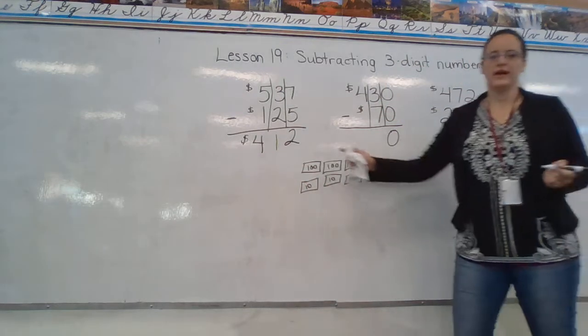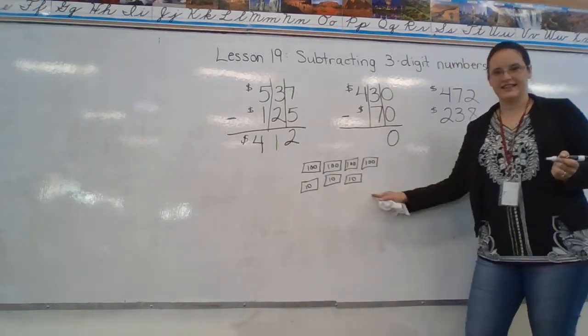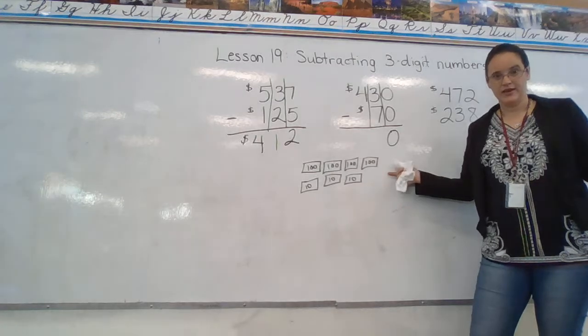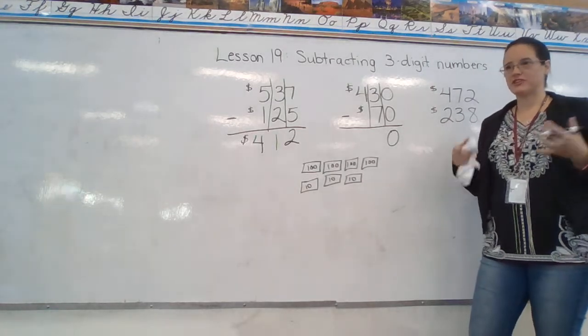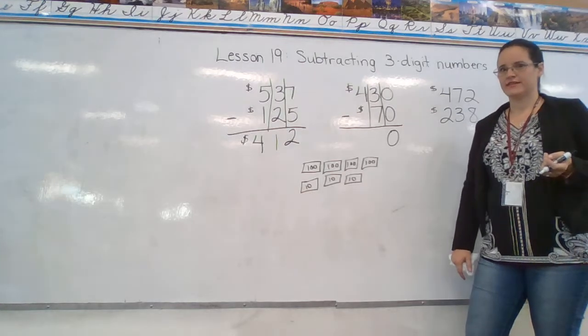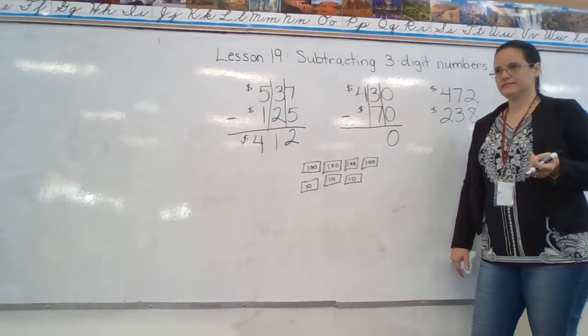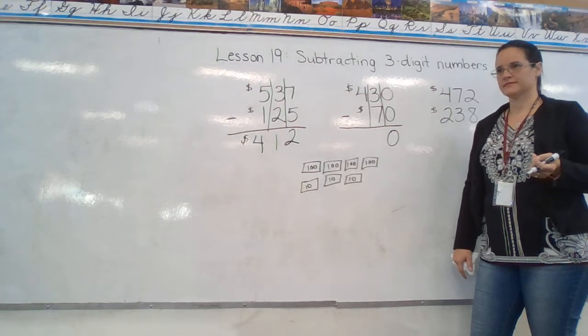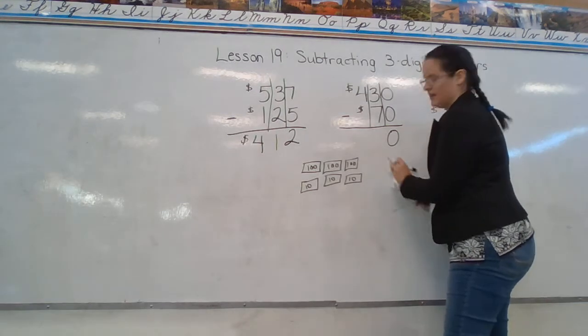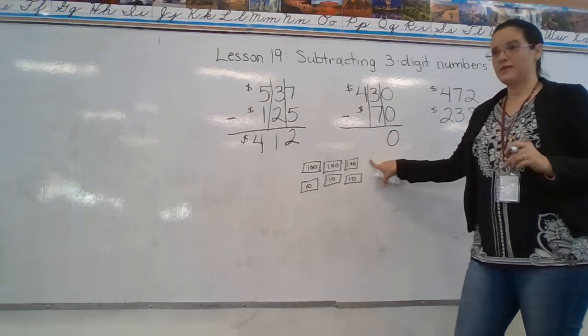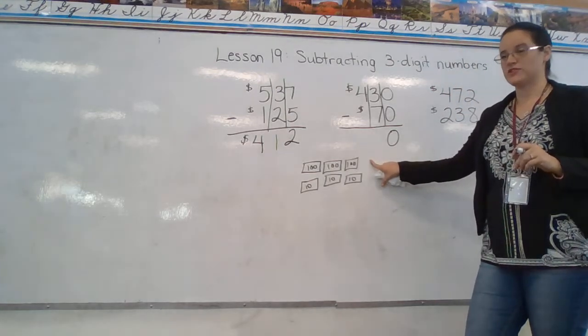All right, what can we do to get more tens? We have plenty of money. We just don't have enough tens. So how can we make a trade here, Riker? Take away 100. Well, we're going to take away 100. How many tens can we trade that in for?